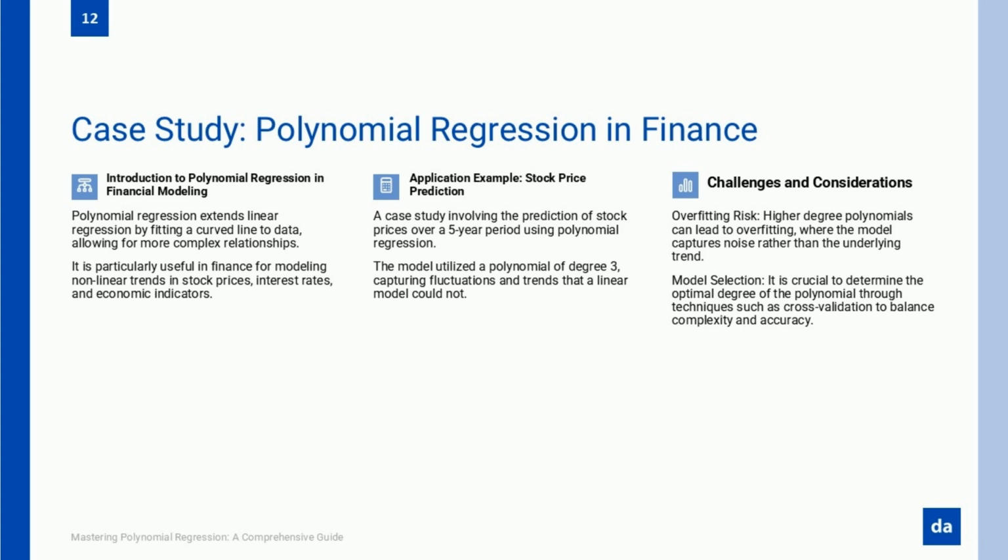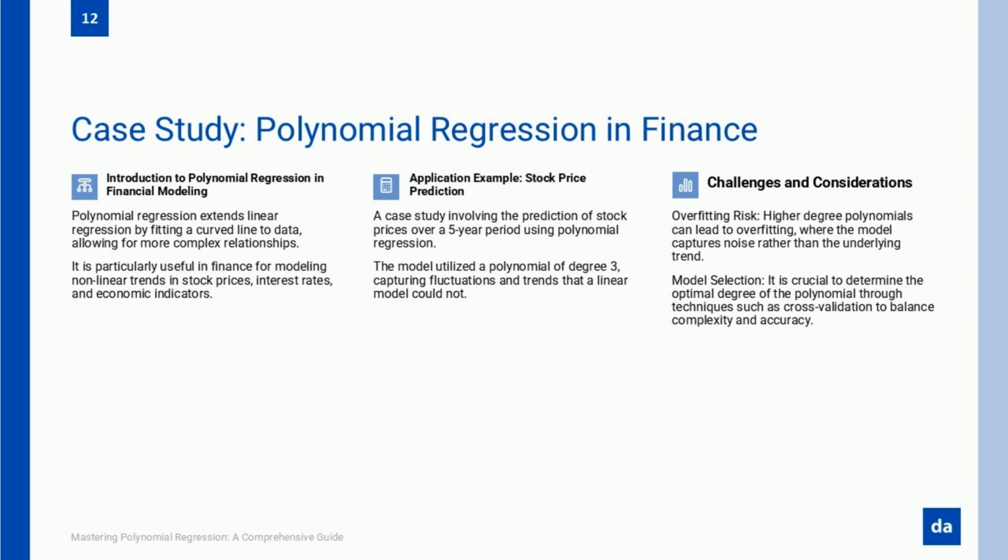By splitting historical stock price data into multiple training and validation sets, analysts can determine the optimal polynomial degree that balances accuracy and generalization. Additionally, regularization techniques such as ridge regression can be applied to control the size of the polynomial coefficients, ensuring that the model remains stable and does not react too strongly to market noise.